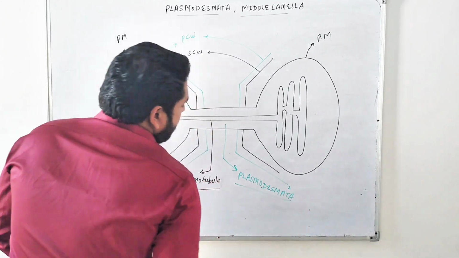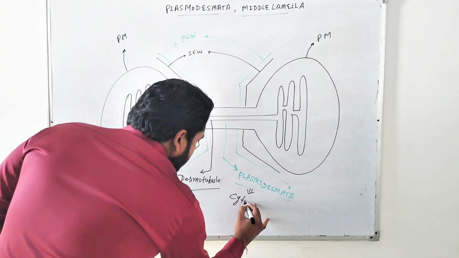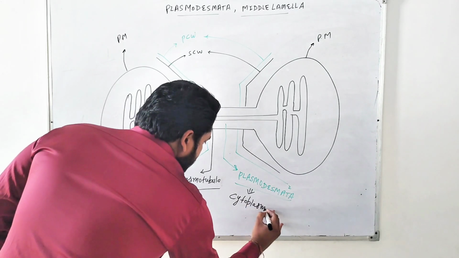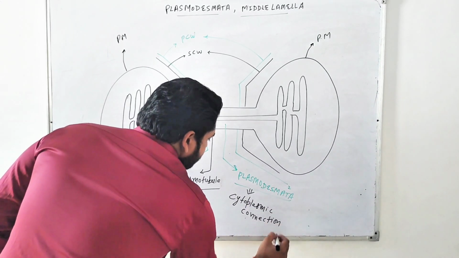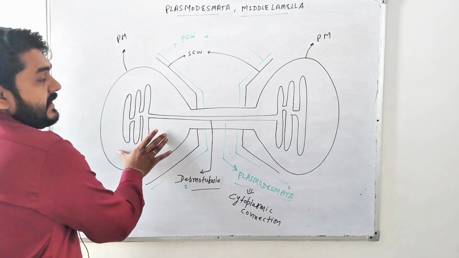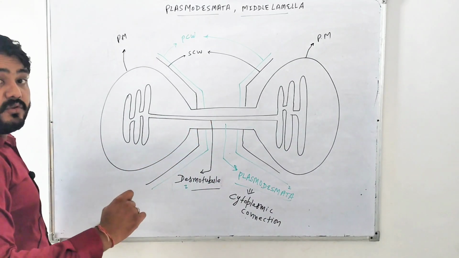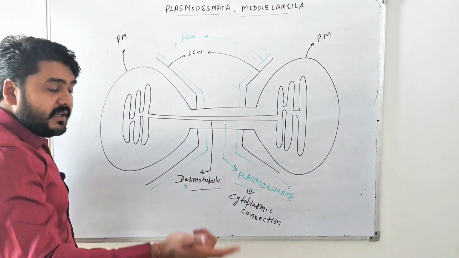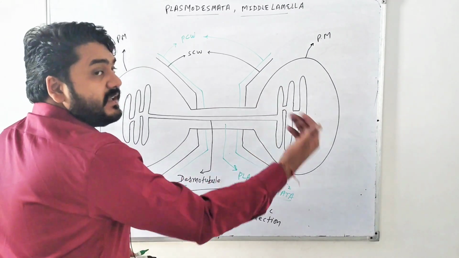Okay. And this is what actually? The cytoplasmic connection. This is the cytoplasmic connection between the two cells. Now you tell me one thing, that this cell is living, this cell is living. So is this a living path or a non-living path? Your answer will be what, sir? This is a living path. So this cytoplasmic connection, or you can say plasmodesmata, is actually a living path.